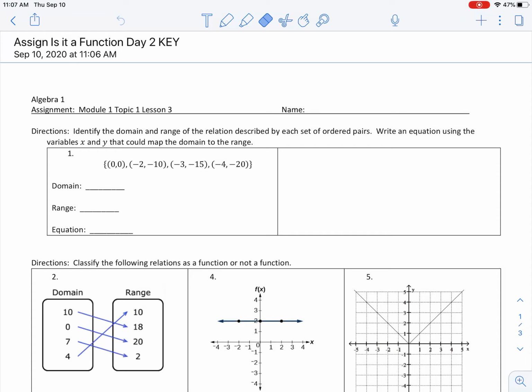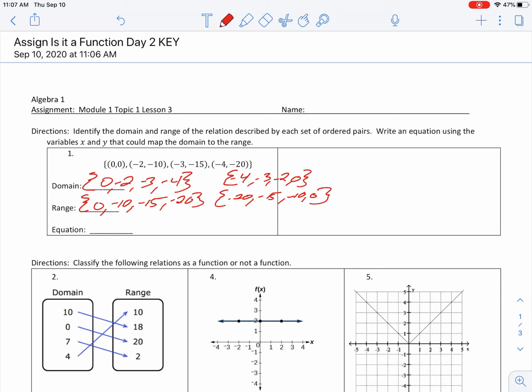Okay. Question 1. Domain is the x values of the ordered pairs. So in this case, the domain is going to be, right on it, 0, -2, -3, and -4. The range is the y values of each ordered pair. Typically, we usually write these in least to greatest order. A lot of times what you'll see is write it in, again, least to greatest order. Okay, but as long as you can identify them, that's the biggest part about things.